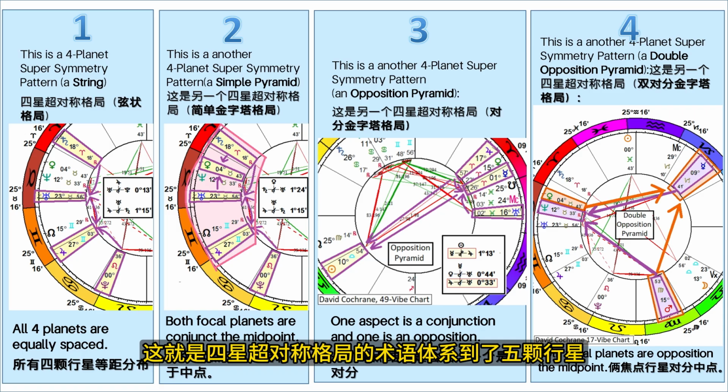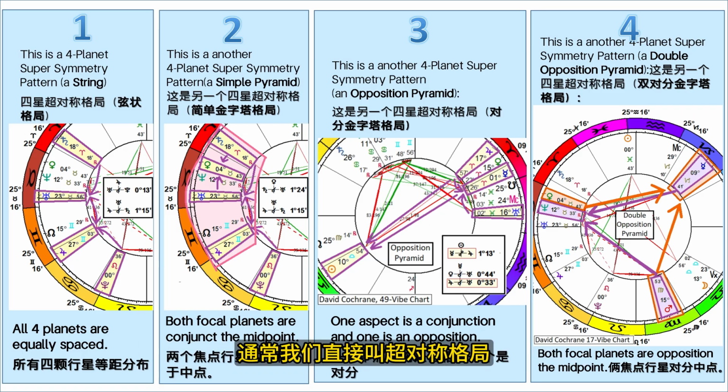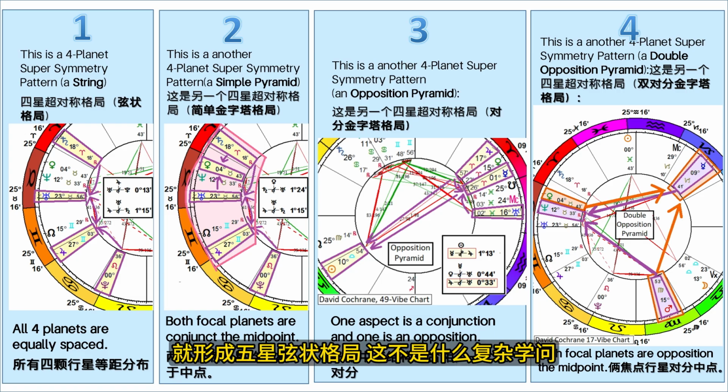Once you get to 5 planets, typically what we do is we just call it a supersymmetry pattern. The only exception to that is if it happens to be a string, we could call it a 5-planet string, for example. Right? I mean, all of this is really common sense. If you think about it, look at this wheel on the left. 1, 2, 3, 4 planets equally spread. Well, what if I have a 5th one? I have a 5th planet that's 33 degrees from Pluto or 33 degrees from Saturn. Then I have a 5-planet string.